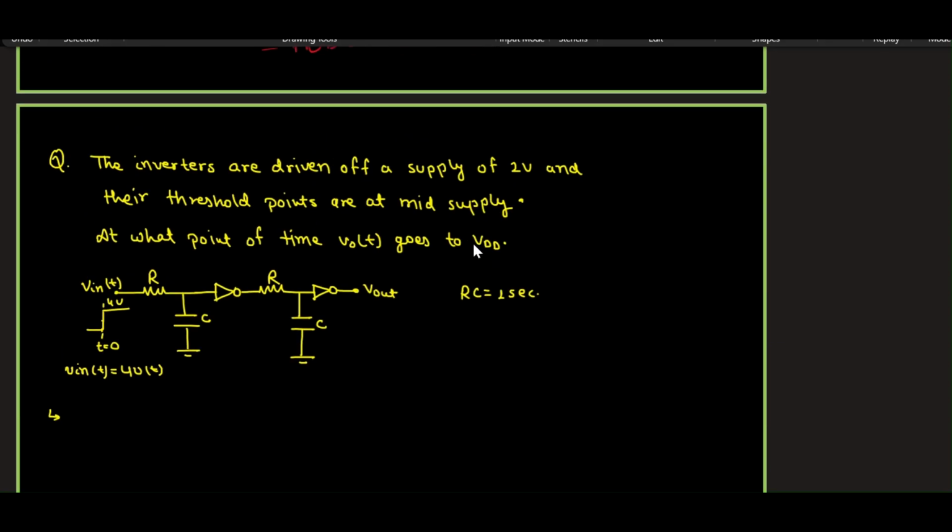The inverters are driven off a supply of 2 volts, and their threshold points are at mid supply. At what point of time does V naught T go to VDD? This is an RC charging and discharging.